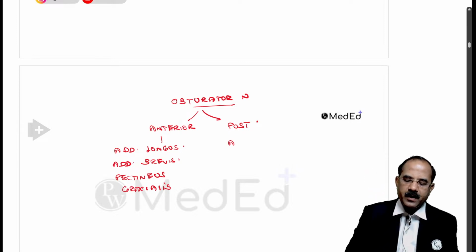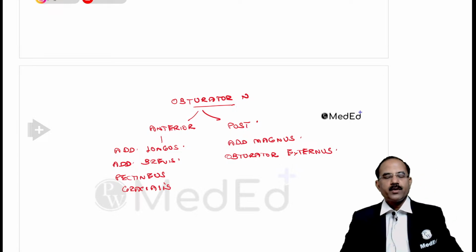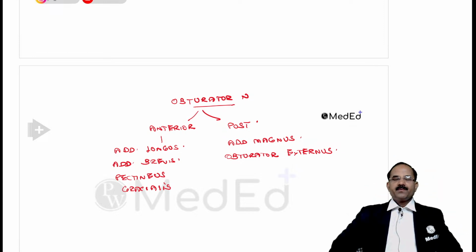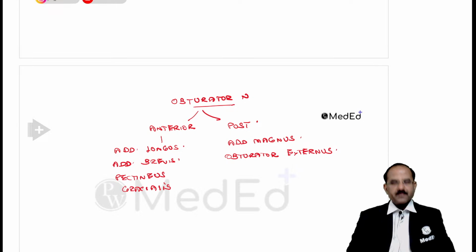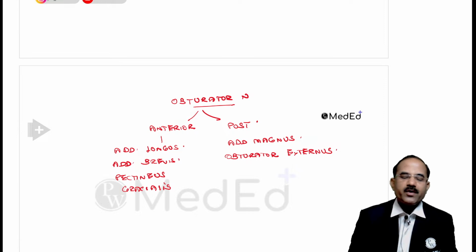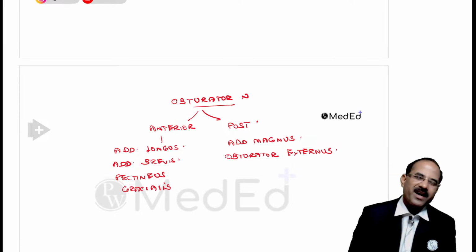The posterior division supplies adductor magnus and obturator externus. Just remember this. Just remember this table that I've given you. Obturator nerve. Can anyone tell me what is the root value of obturator nerve? Root value of obturator nerve? Yes. What is the root value of obturator nerve? Come on, answer this.